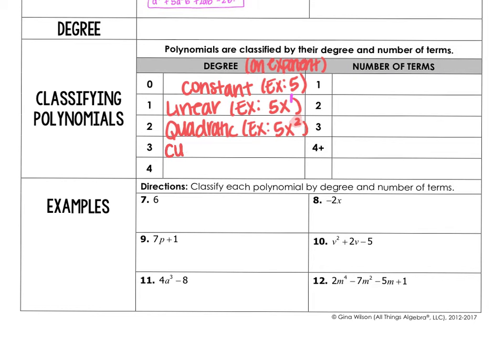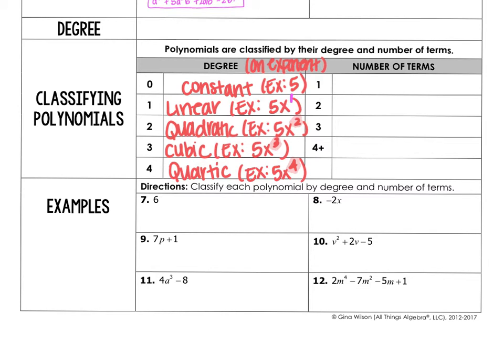If it has a 3 as an exponent, we call it a cubic function. An example of that could be 5x cubed, again because of that 3. And lastly, if it has a 4 on it, we call it a quartic function. An example of that could be 5x to the 4th. Again, we're looking at that exponent on that variable.